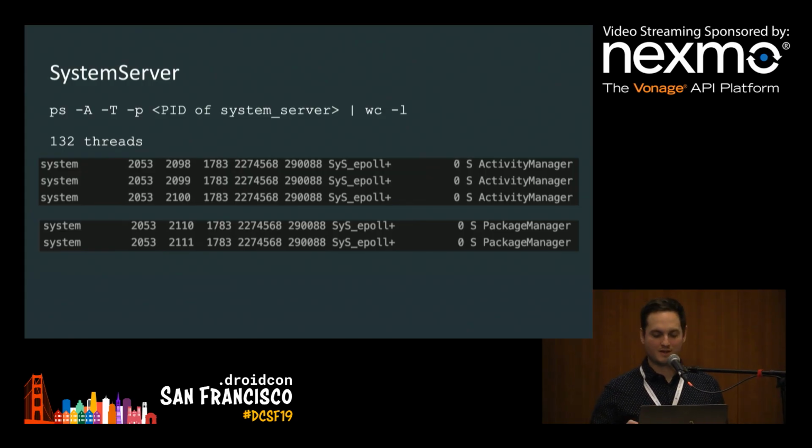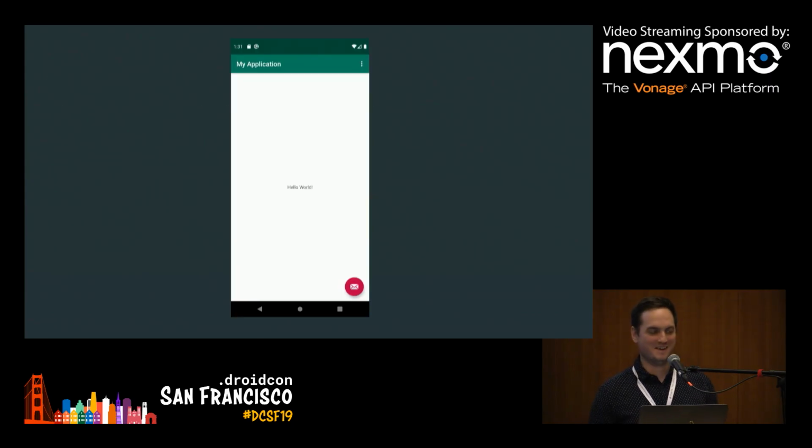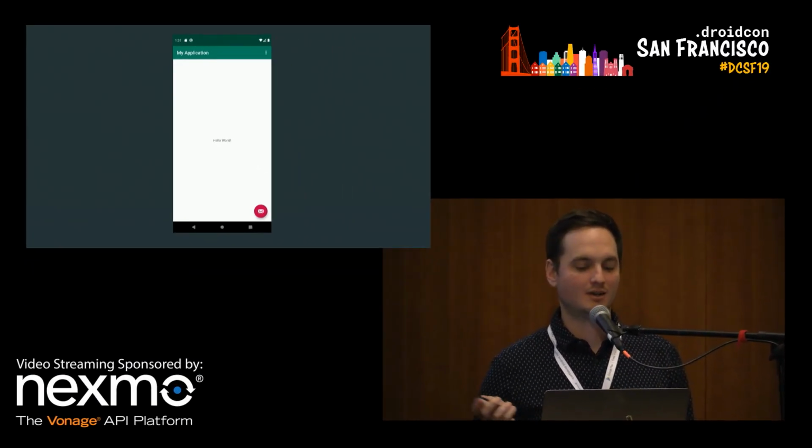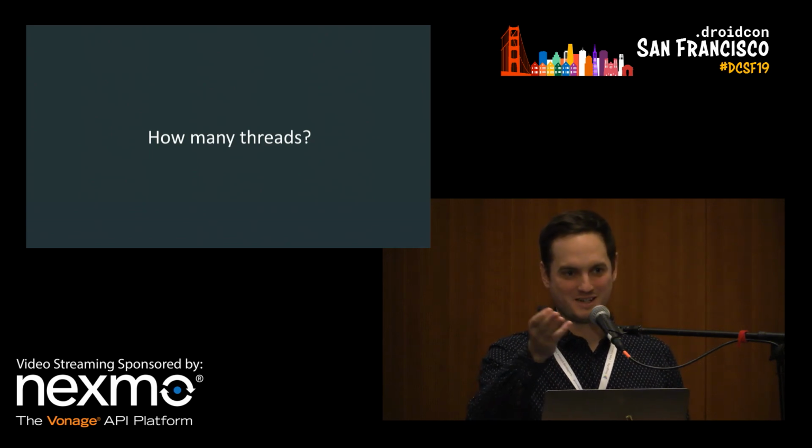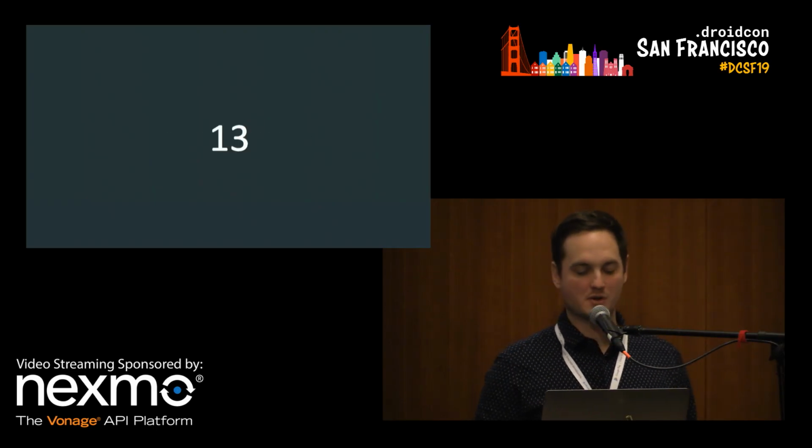And also what we can find when we take a closer look at threads is that activity manager runs on 3 threads and package manager runs on 2 threads. I don't know about you, but it's very interesting for me. Have you ever wondered how many threads a very simple application like this needs to run? Any guesses? 1, 2, 3, 5? 150? No, it requires 13.